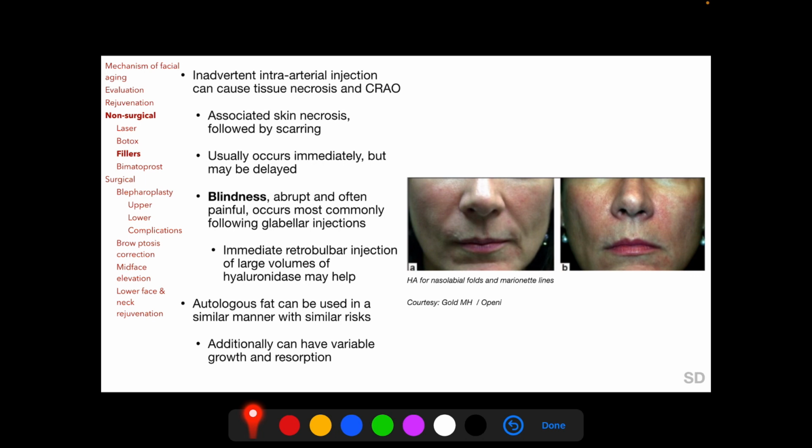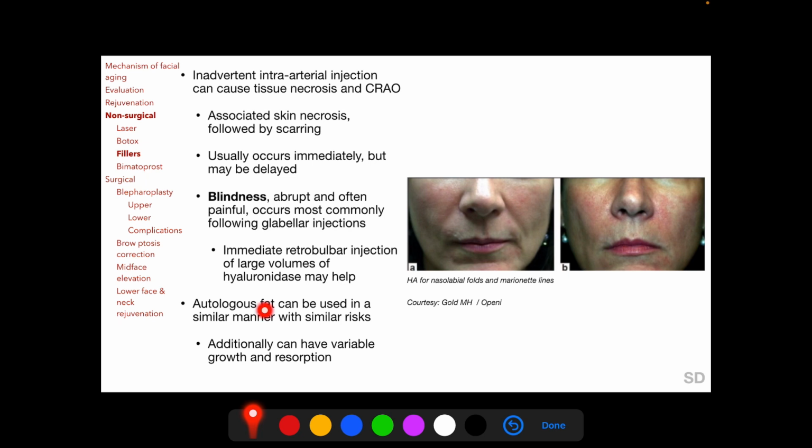and intraarterial injection of these fillers can lead to retrograde flow reaching the main ophthalmic artery and then to the central retinal artery, leading to blindness, which is abrupt and often painful and occurs most commonly following glabellar injections. When this occurs, immediate retrobulbar injection of large volumes of hyaluronidase may help.